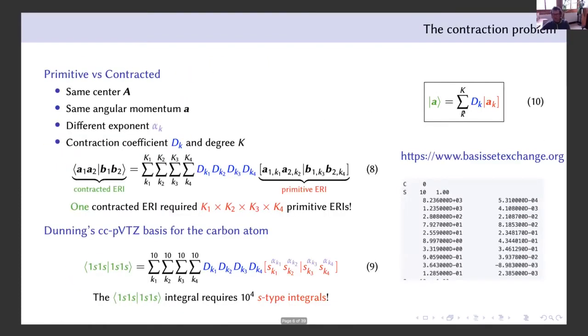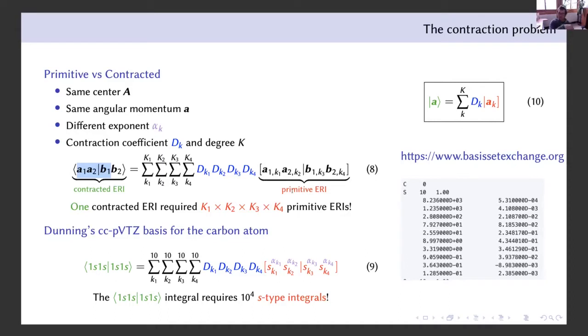What you have to understand is that to compute one contracted ERI, you need to compute many primitive ERIs, and that's very important to understand. Just to make sure we understand each other, a contracted ERI is a linear combination of primitive ERIs. You see that the contracted and the primitives have the same center. You always develop the function at the same center.